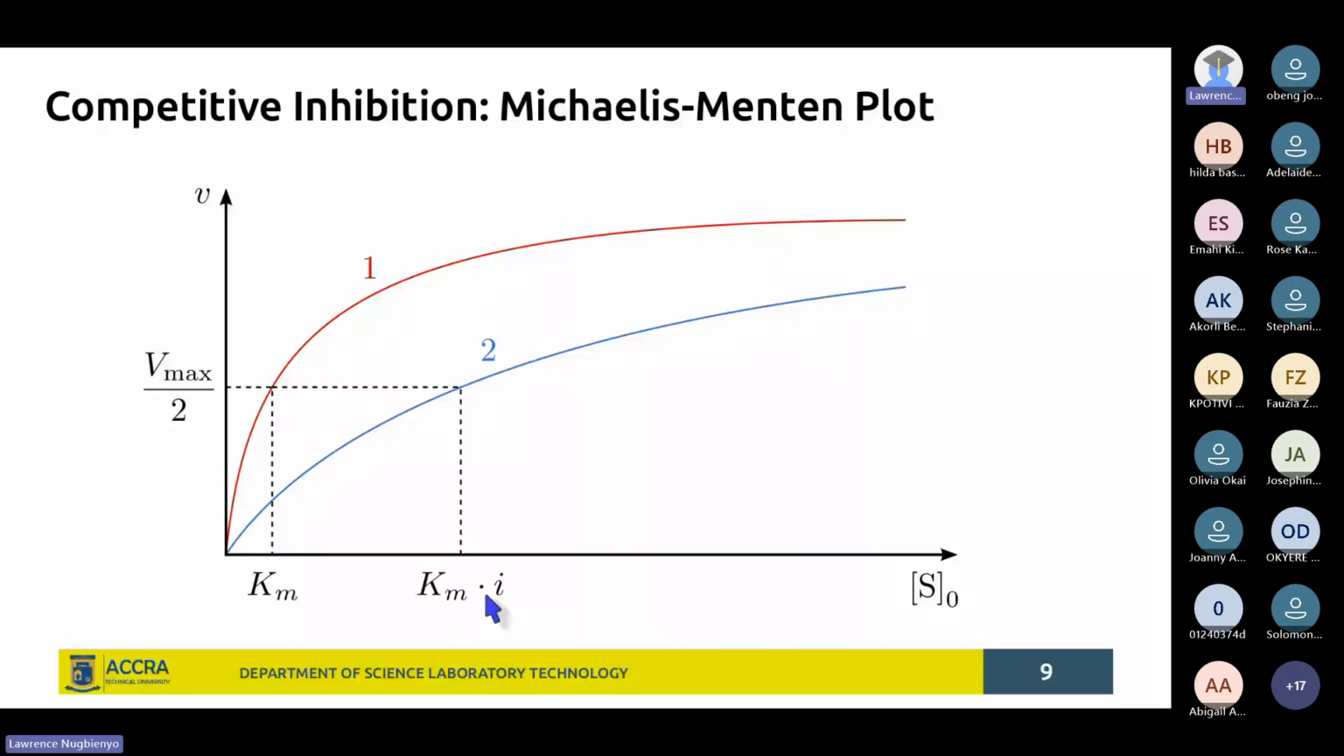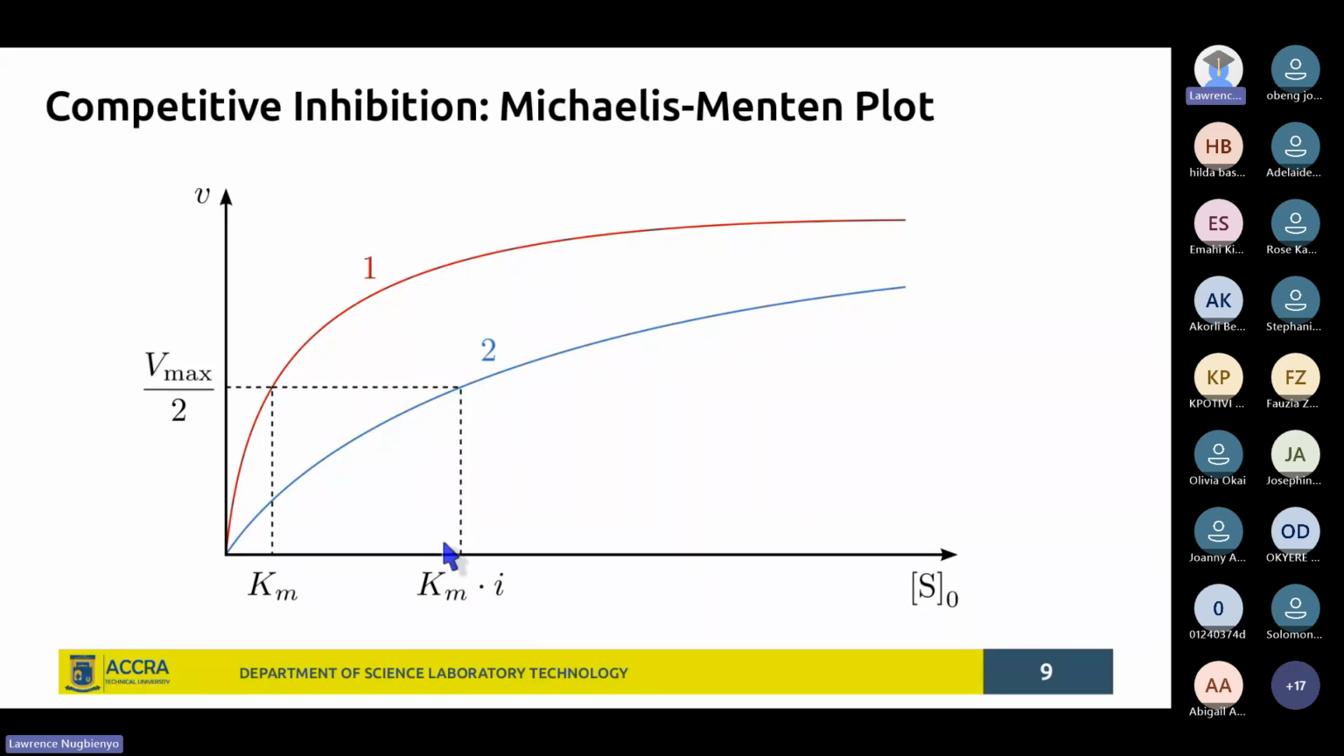So here, the things to keep in mind are these. One, in competitive inhibition, the maximum rate of reaction is constant. Two, in competitive inhibition, half of the maximum rate of reaction is constant. Three, in competitive inhibition, the Michaelis-Menten constant increases with inhibition. So these are three main things which you should keep in mind.